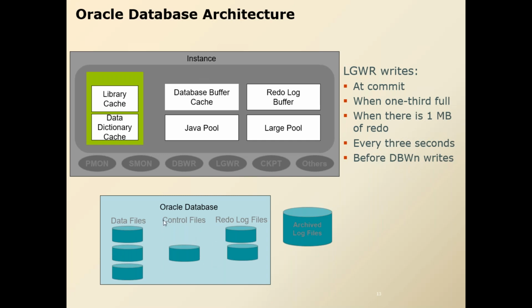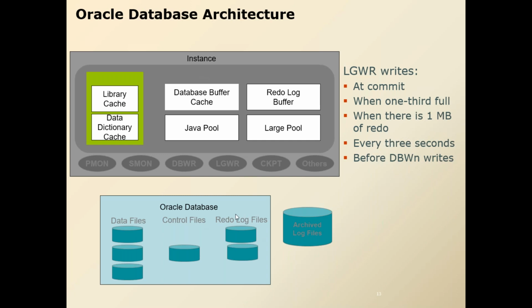Control files are the heartbeat of Oracle database. They store the metadata information of the database. So these are the most critical files of the database. If you lose your control file, you lose everything. So control files are the heartbeat of Oracle database.